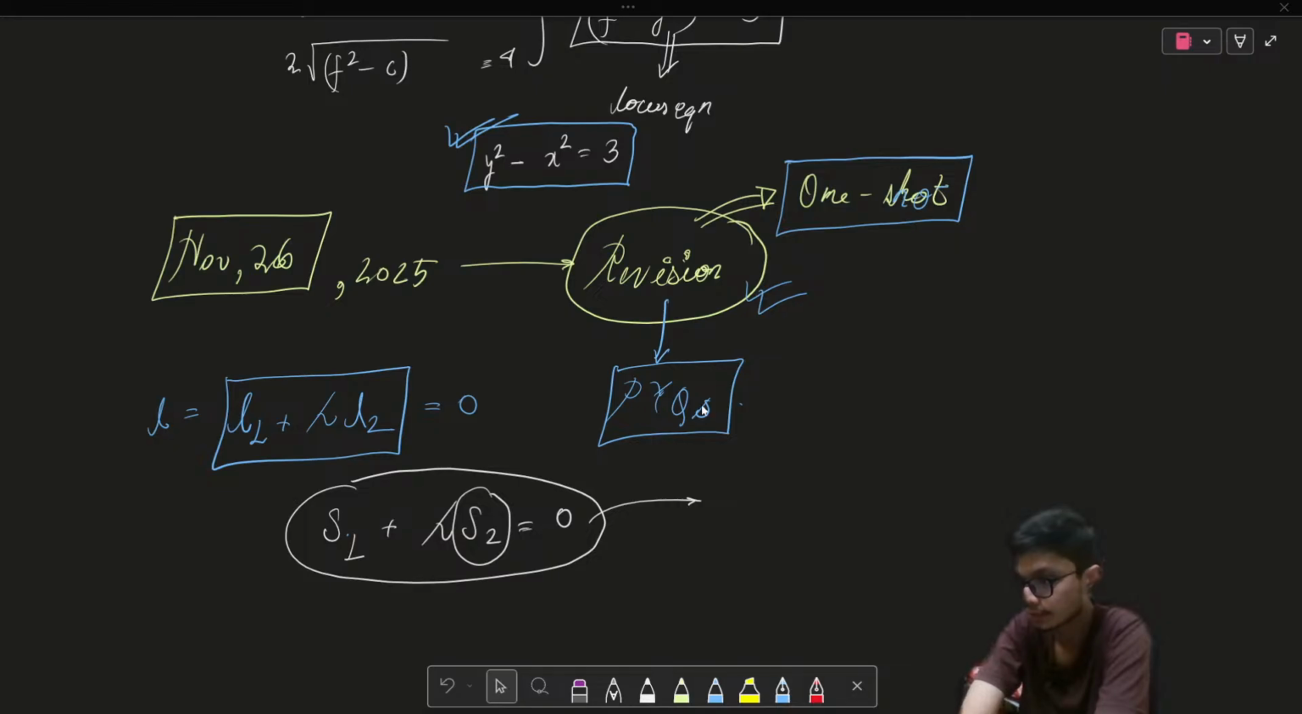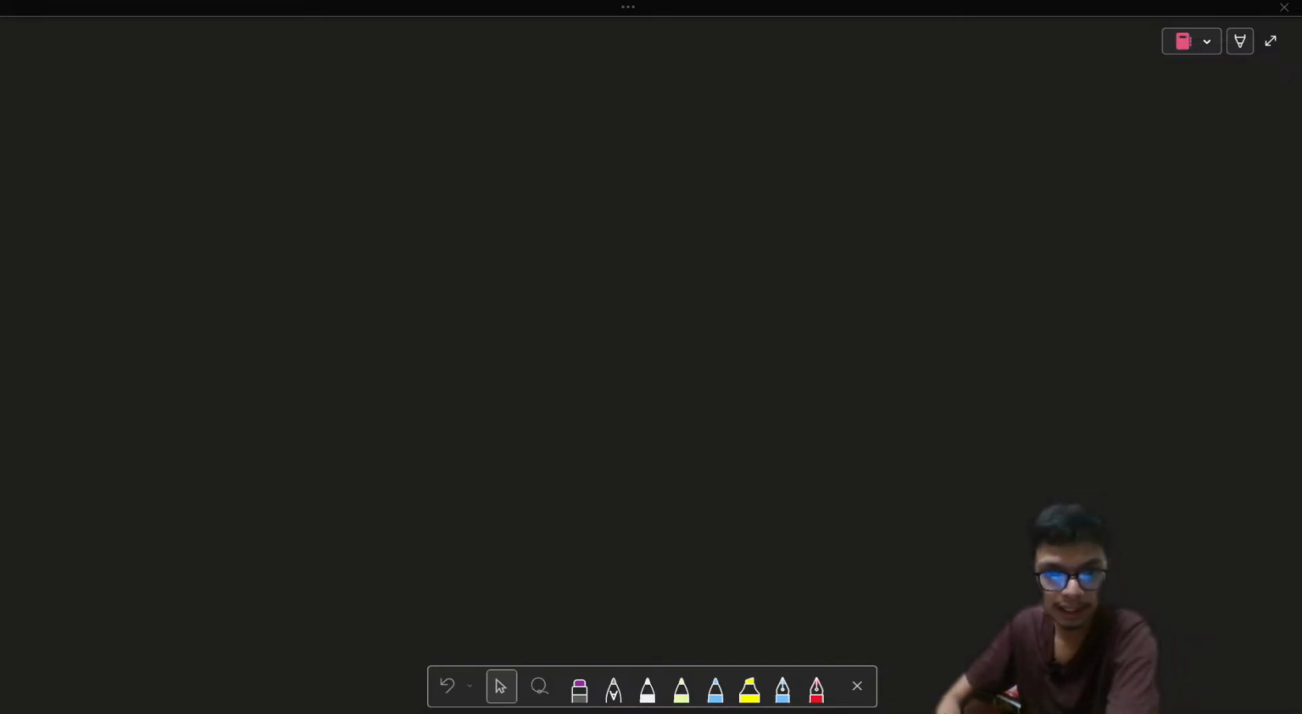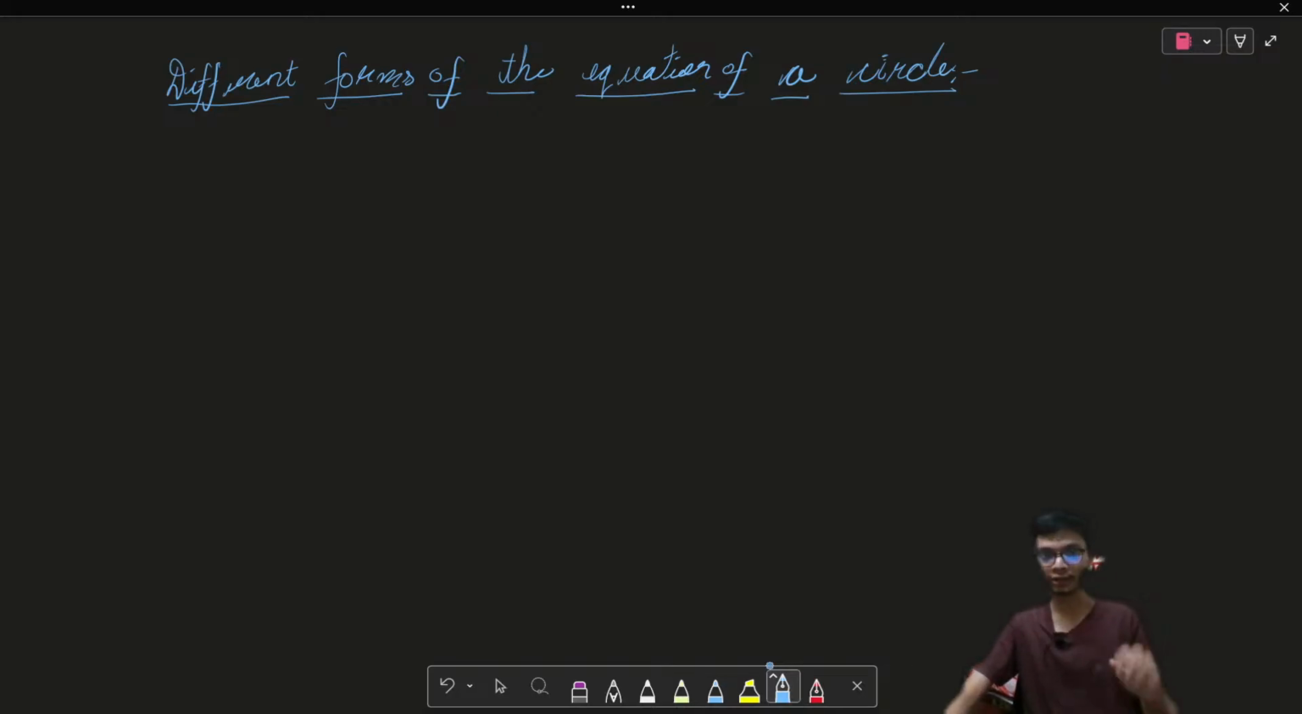So, without wasting further time, let's get started with the discussion on the different forms of the equation of a circle, and we will try to wrap up now. Let me quickly discuss the different forms of the equation of a circle. What are the other miscellaneous forms of the equation of a circle that we can have? I'm going to discuss it right now.